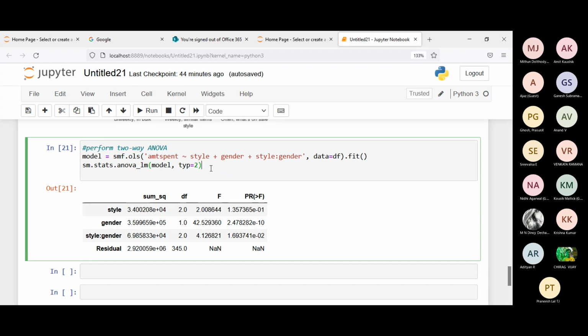Are you clear with this case, everybody? See here, amount. This is the dependent variable, which is a scale variable, broken down by the first categorical variable, second categorical variable. We are putting a plus, and then we are saying style colon gender, which means what? Any idea?